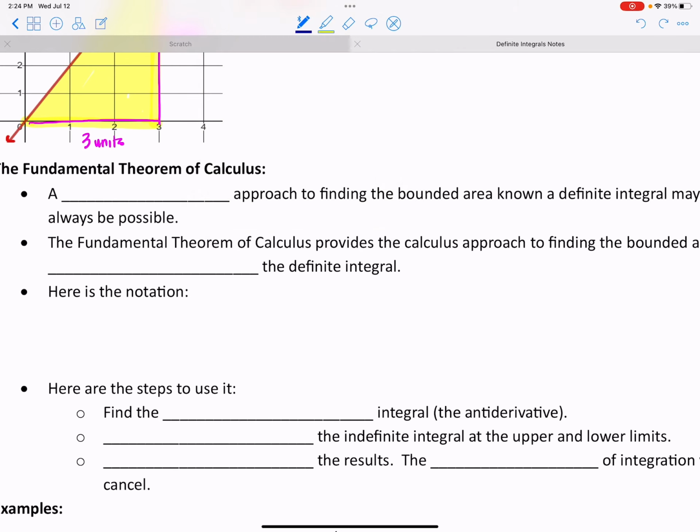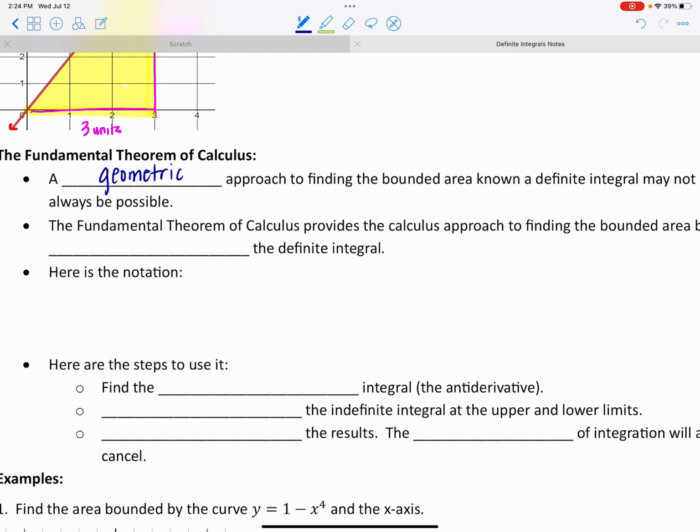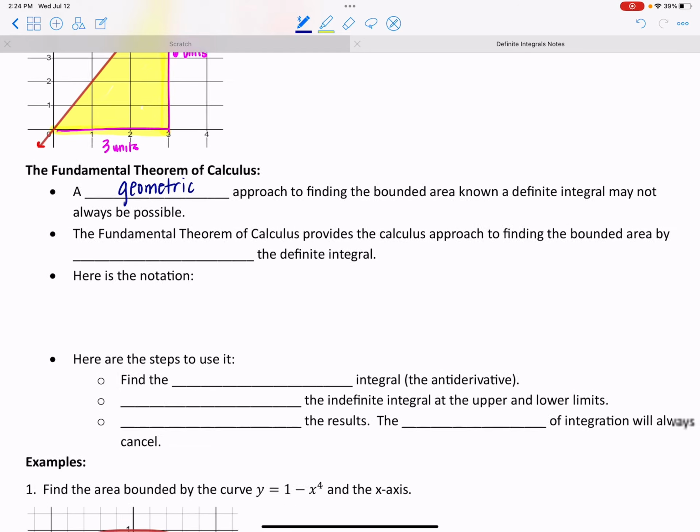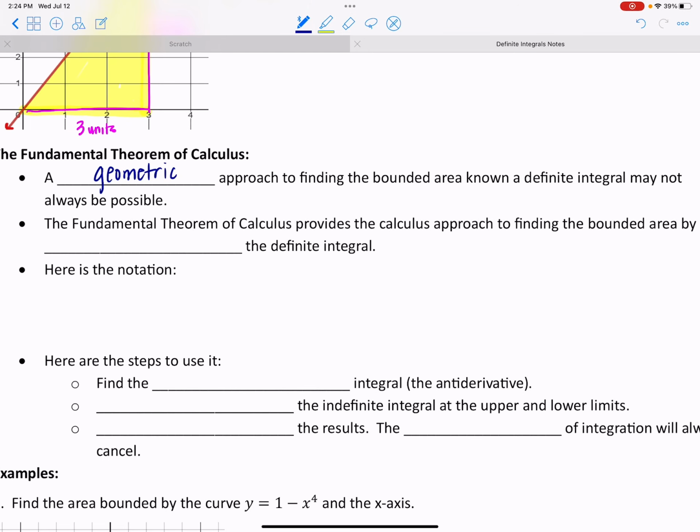So a geometric approach, that's what we just saw a second ago, to finding that bounded area that we call the definite integral, it may not always be possible. Now, it's technically what we're doing every time, but we just can't always use some geometric formula to solve. So the fundamental theorem of calculus provides the calculus approach to finding that bounded area, and we are, in this fundamental theorem of calculus, evaluating our definite integral. So let me show you some notation, and then I'll tell you how it works.